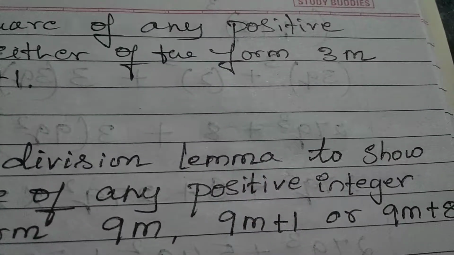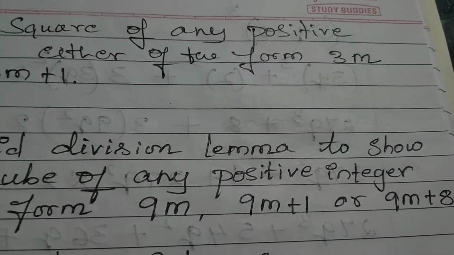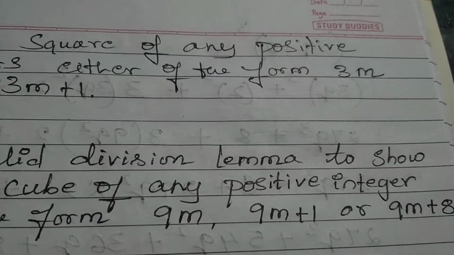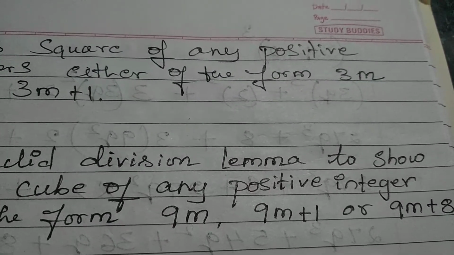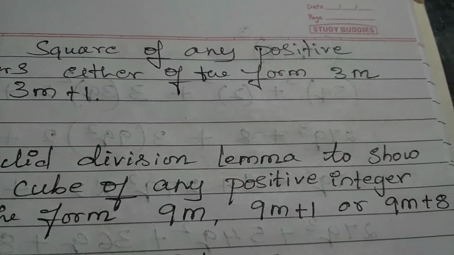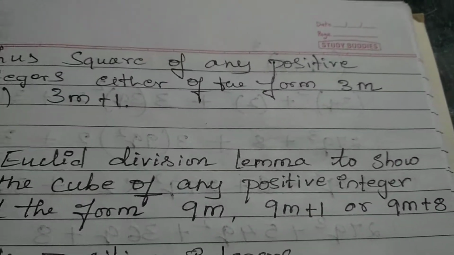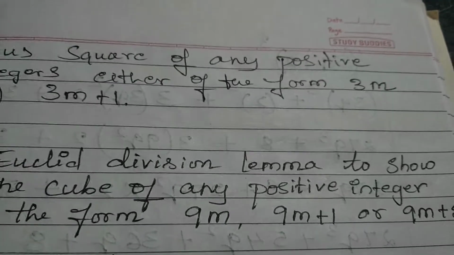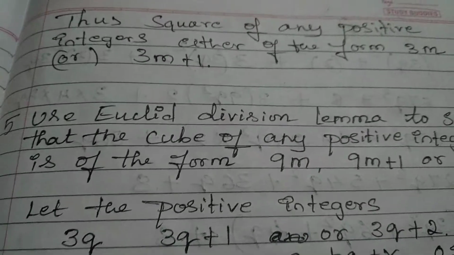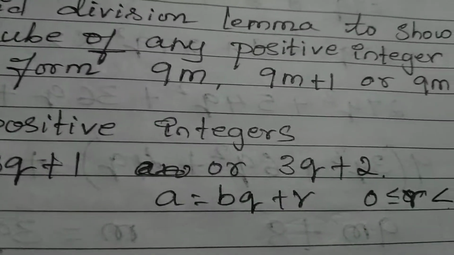See, we cannot take 9 here because 9 is a larger number. Can you make the 9 as a cube? So how much will it be? It will be bigger than 3. So that's why we cannot take such values. We will take only 3 values. So let me take 3q, 3q plus 1, 3q plus 2 only. Whatever we took in the last problem, the same thing we are going to take. Let the positive integers be 3q, 3q plus 1 or 3q plus 2.